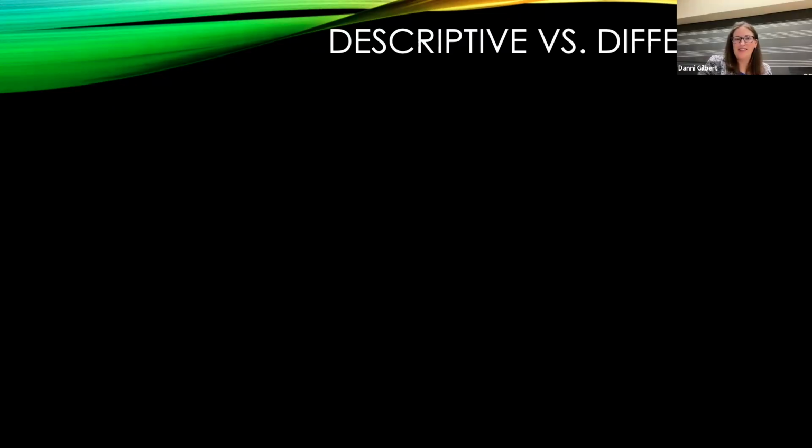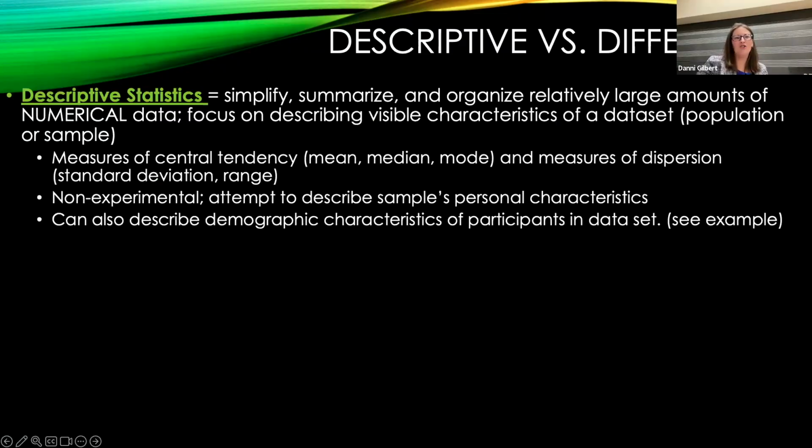So, excellent. Descriptive statistics simplify, summarize, and organize a large amount of numerical data, and can focus on describing visible characteristics of a data set. We talked about measures of central tendency and measures of dispersion. In descriptive statistics, we're not doing any kind of experiment. We're not manipulating any variable. We're not doing any changing as the researcher. We are merely saying what is there, what has happened. So we're just describing the sample's personal characteristics. We can also use descriptive statistics in any kind of research when we're talking about the demographic characteristics of the data set that you have.